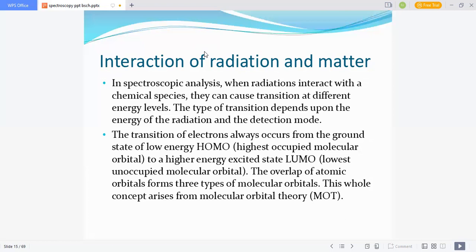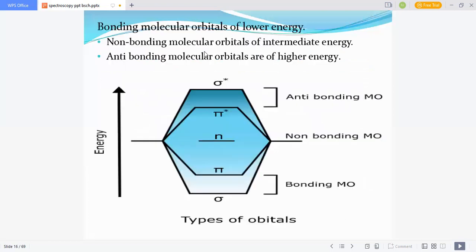The overlap of atomic orbitals forms three types of molecular orbitals; the whole concept arises from molecular orbital theory. Next one, bonding molecular orbital of lower energy, non-bonding molecular orbital of intermediate energy, anti-bonding molecular orbital of higher energy. Anti-bonding molecular orbitals may be sigma star, then pi star, then non-bonding molecular orbital.